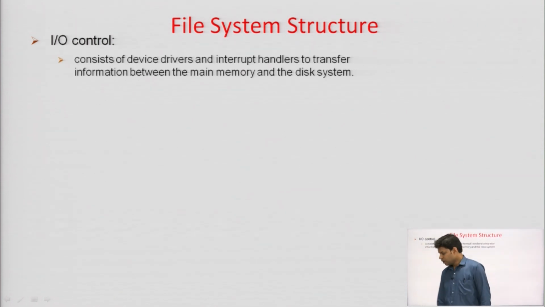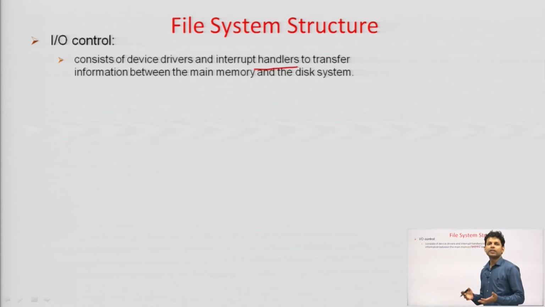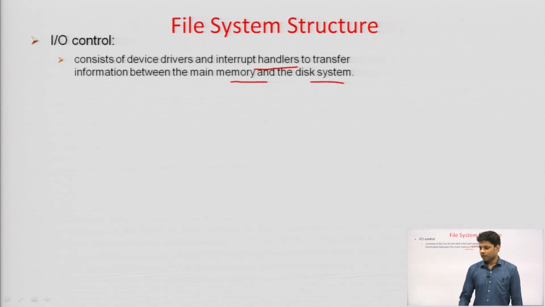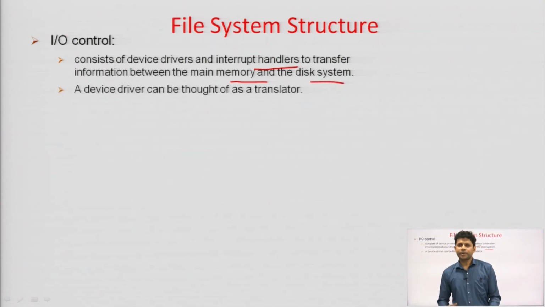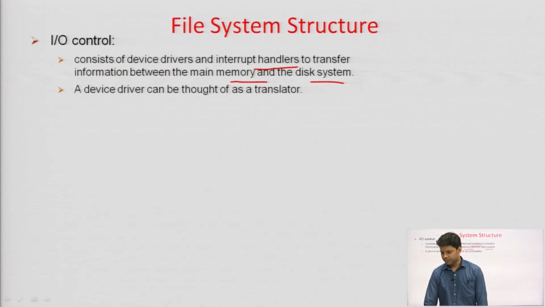This consists of device drivers and interrupt handlers. We will see what these interrupt handlers are in our next lecture, the I/O systems, the input output system. An I/O control layer consists of device drivers and interrupt handlers to transfer information between the main memory and the disk system. Interrupt handlers will be more clear when we cover the next lecture, the input output subsystems.